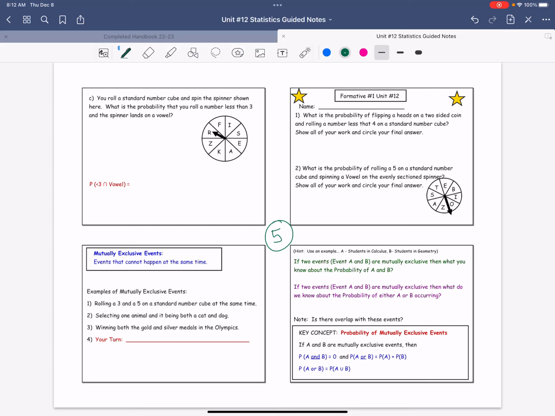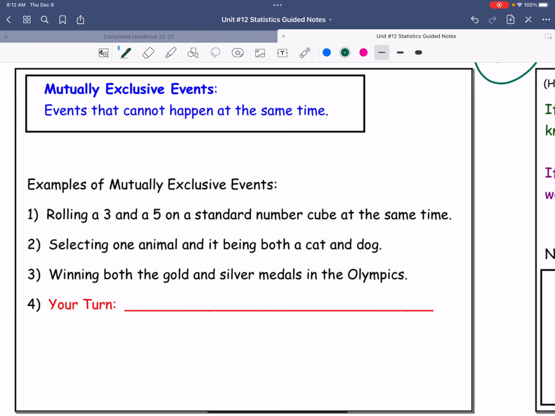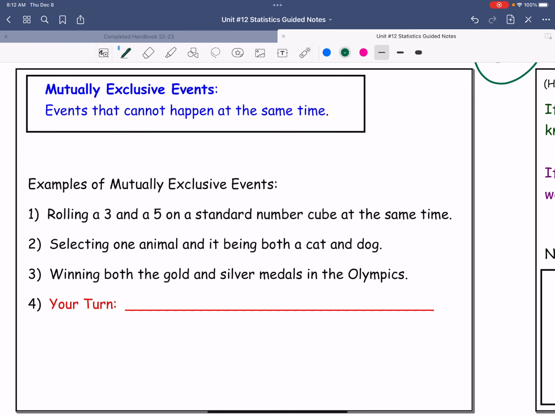Hello, this movie is for mutually exclusive events and compound probabilities. So after formative 1, on page 5 of the guided notes, we're looking at mutually exclusive events. These are two events, two or more, that cannot happen at the same time.